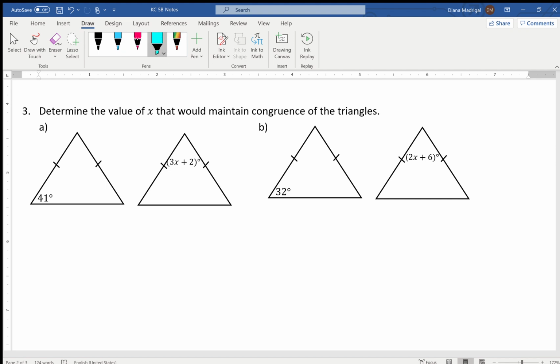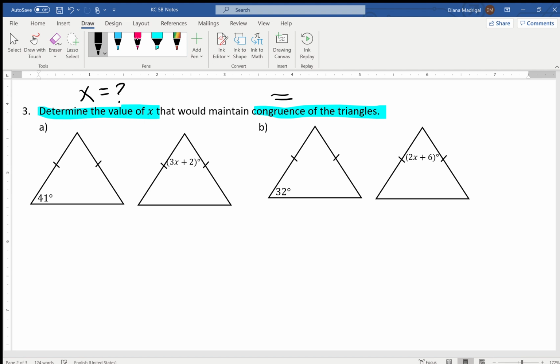It says determine the value of x that will make the congruence of all the triangles. Determine the value of x means find out how much x is going to equal. What is x going to equal? We need a number that will maintain the congruence of the triangle. Congruence means they're equal. If they give you two triangles, that means both of them are equal.